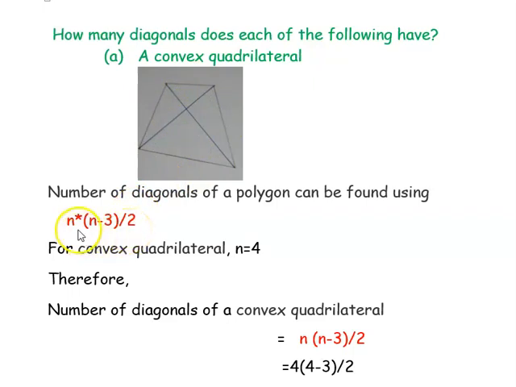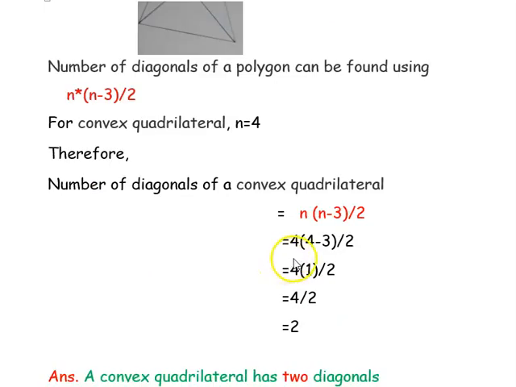You know that the formula is n into n minus 3 divided by 2. Since it's a quadrilateral, the number of sides is 4. So by applying n equal to 4 in the equation, you'll get 4 into 4 minus 3 divided by 2. 4 minus 3 is 1, so 4 into 1 divided by 2. 4 into 1 is 4, and 4 divided by 2 is 2. So a convex quadrilateral has 2 diagonals.